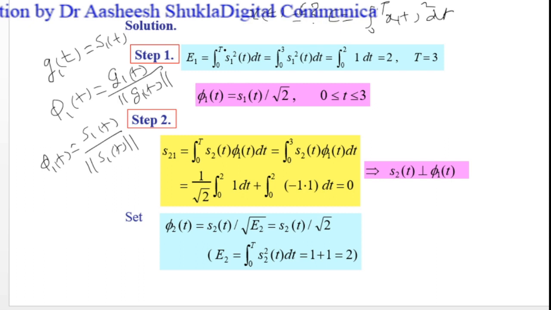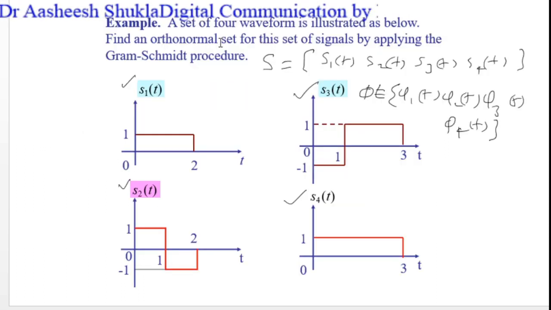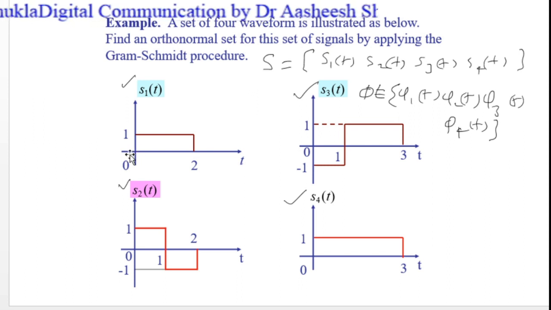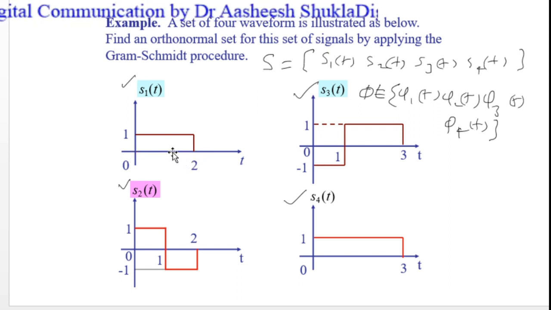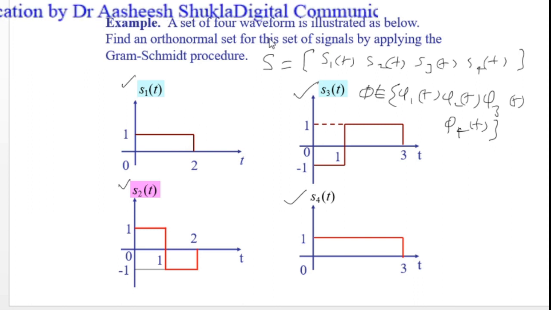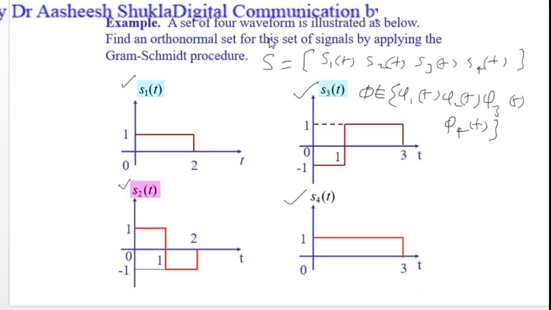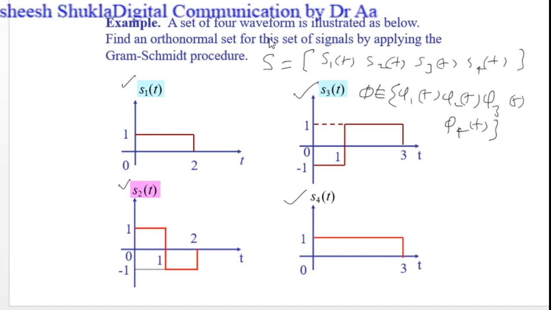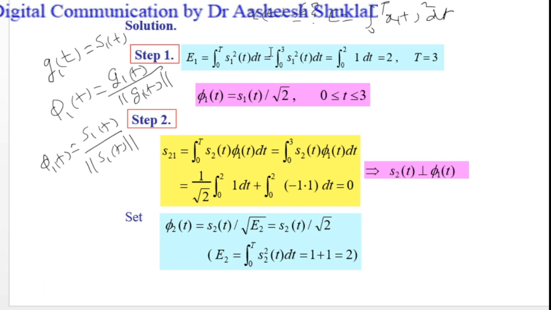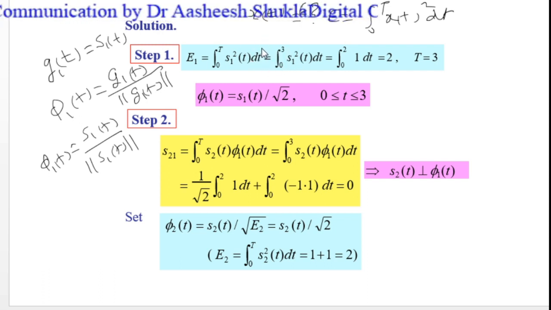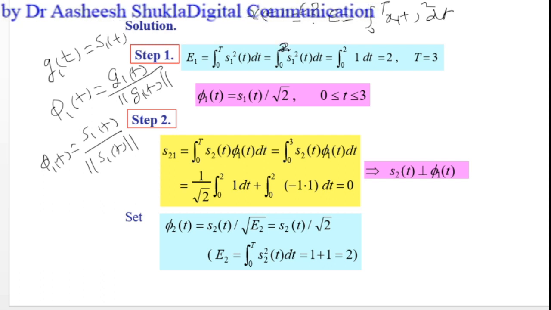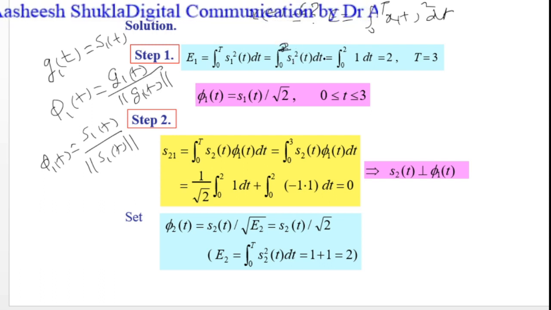To calculate the energy of s1(t), we have to integrate over the time period 0 to capital T of s1 squared(t) dt. If we see the waveform of s1(t), the total time period is from 0 to 2. It means the total time period capital T is equal to 2. So now we can come to the next slide. Here we have to integrate from 0 to 2. Here it is wrongly written; it will be the integral from 0 to 2 of s1 squared(t) dt.